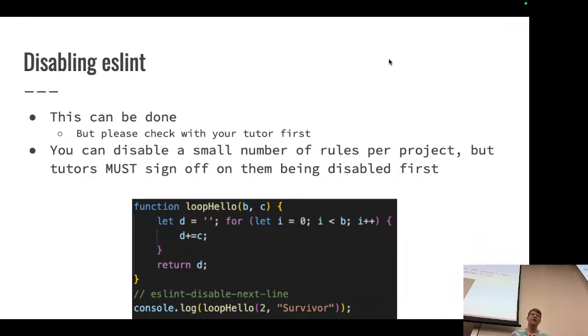So you can disable a small number of rules, but your tutors must sign off on them before you disable them. So if you really disagree with some of the linting stuff, you can sign off on it and disable it, but maybe just be sensible about that. There is a guide based on how to do the disabling.